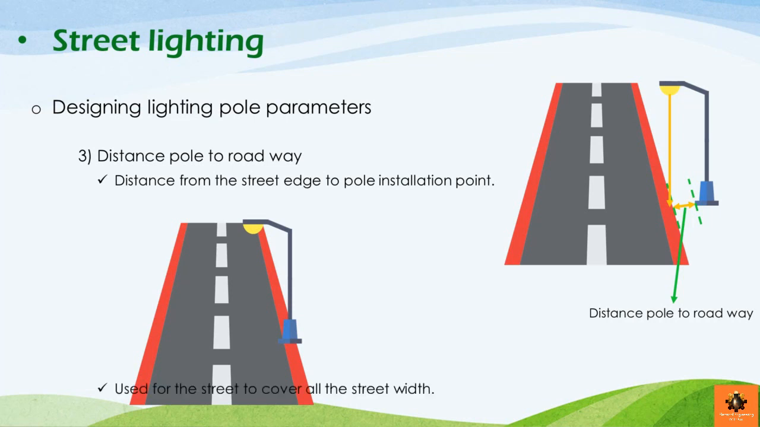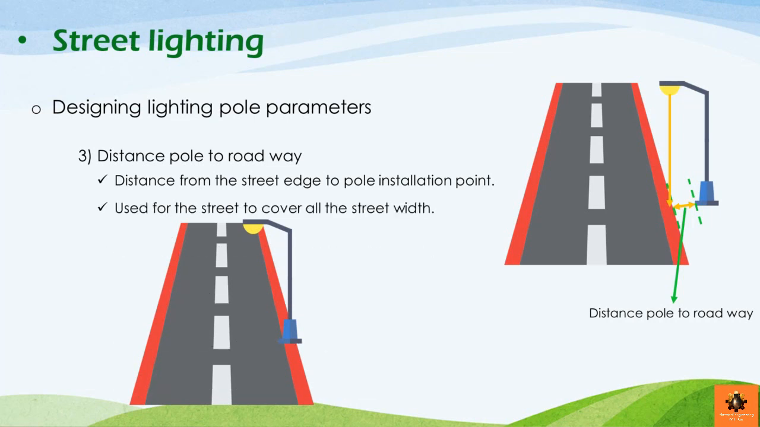Here we say that this offset distance makes the lighting fall on the starting edge of the street, and this is for the luminaire lighting to cover all the street width. As the arm of the pole has an offset, this offset of the arm will be cancelled by the distance pole to roadway. And this is to finally have an illumination process starting from the starting edge of the street.